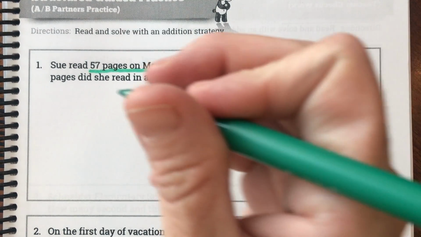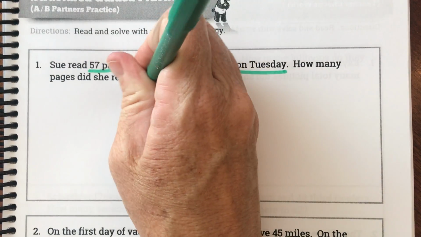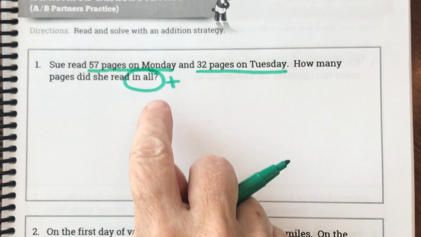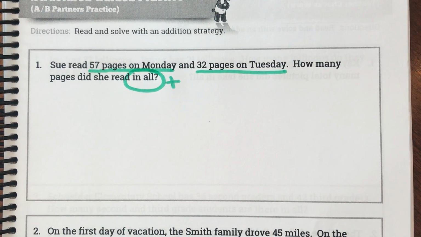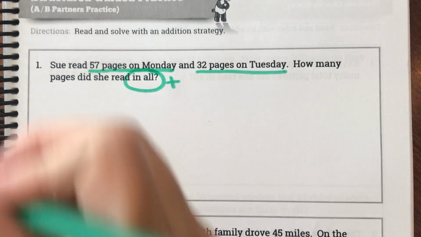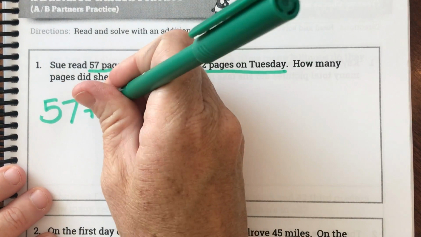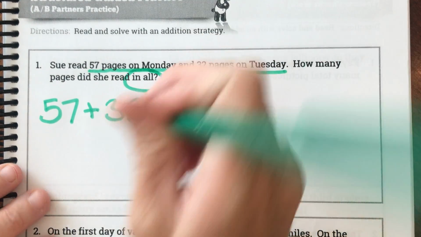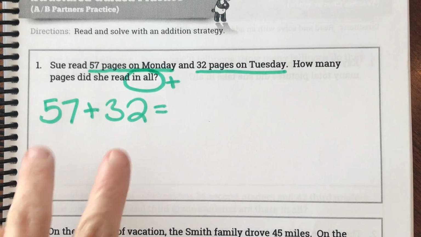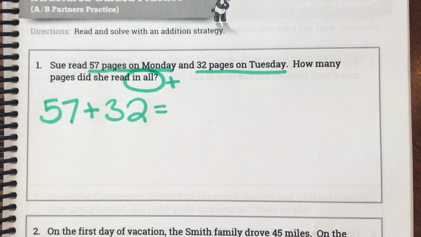And the question says, how many pages did she read in all? In all is our clue word. It's that clue word that tells us that we're going to add. So our equation is 57 plus 32 equals. And we don't know what our sum is yet. We just know what our 2 add-ins are.